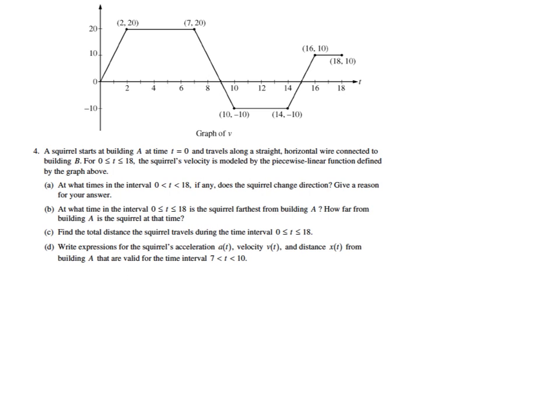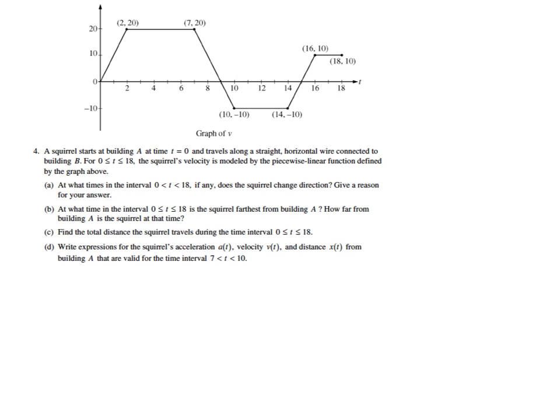In this video, we're going to talk about question number 4 from the free response questions on the 2010 AP Calculus AB Form B examination. And in this question, we have this graph. It says that a squirrel starts at building A at time t equals 0 and travels along a straight horizontal wire connected to building B.